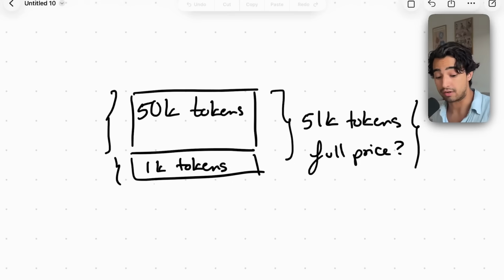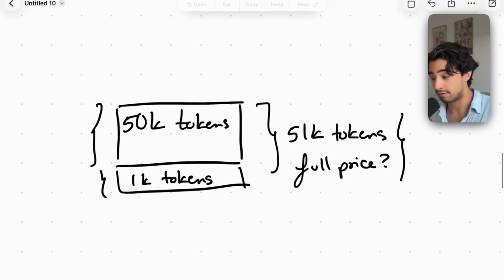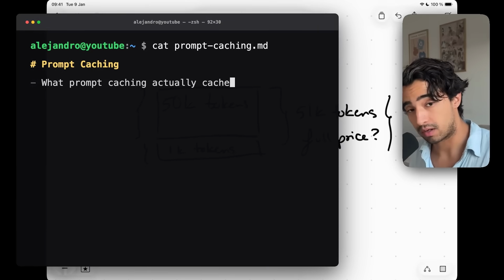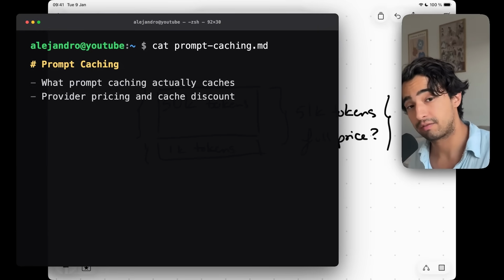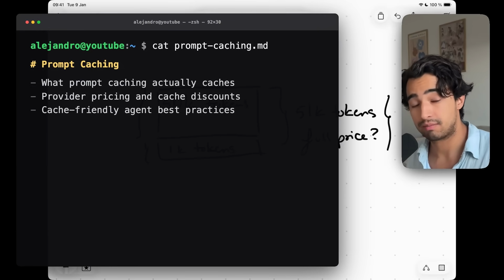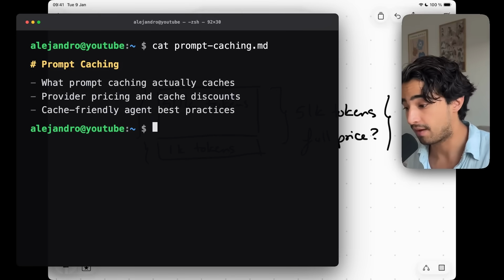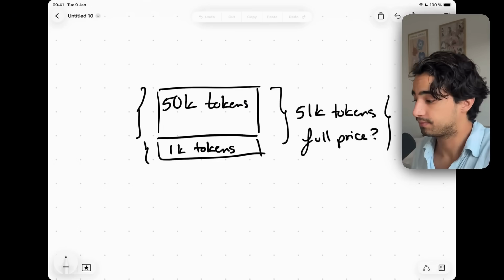But if it's not, then you're going to be paying full price for the whole thing, which is going to be very expensive. In today's video, we're going to be talking about prompt caching and how you can save a lot of money when using it correctly and implementing it in your agent harness. Okay, so let's get right into it.